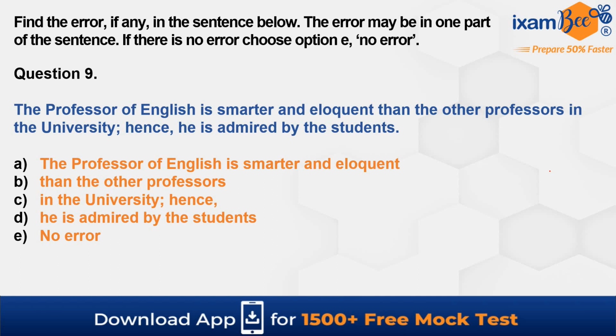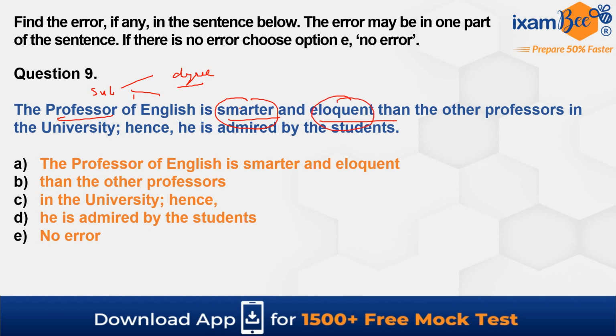The professor of English is smarter and eloquent than the other professors in the university, hence he is admired by the students. So here the case is just like the question in the beginning. You should remember it. See what's happening. The professor, there is a single subject, right? And his two qualities are being described. One is smarter and the other is eloquent. So you remember what is the rule, right? That the degrees of these two adjectives should be same.